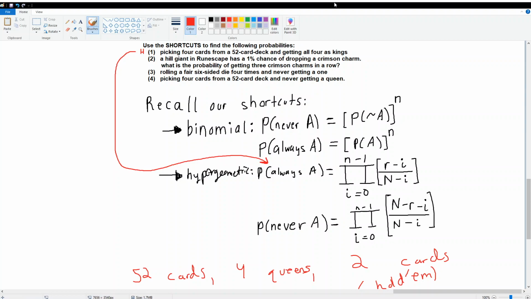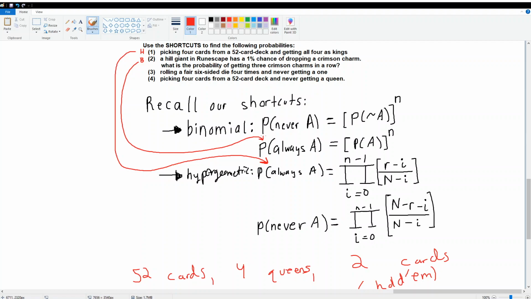Number 2, we have this hill giant, and we're killing separate hill giants. These things respawn. Welcome to video games. Gotta make an infinite economy somehow. Otherwise, people won't be happy. Welcome to the world of instant gratification. And there's a 1% chance for Crimson Charm. So in this case, it's a Bernoulli trial. You get a charm or you don't. So that's going to be binomial because we have replacement. New hill giant every single time. So we're asking that we always get a Crimson Charm. So therefore, that's going to be binomial for always A.